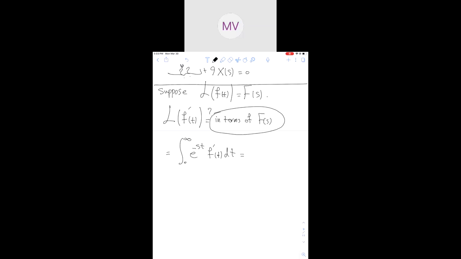All right. Now, remember, I want to make a connection between this and the original Laplace of f. Remember, the original Laplace of f, the definition was 0 to infinity e to the negative st f of t dt. So I want to make a connection between this and this guy. There's only one technique of integration that we can use to do that. What technique is that?